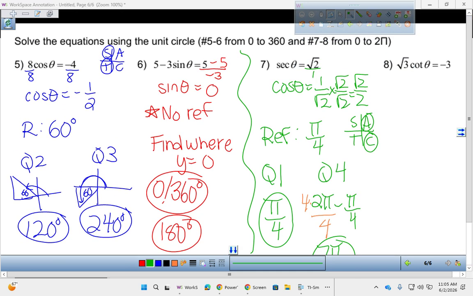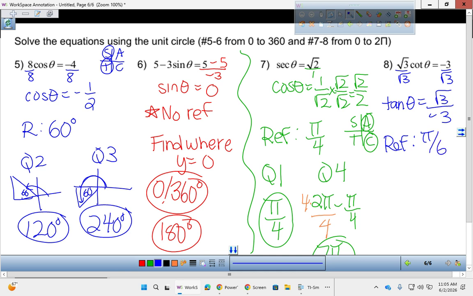All right, last one. I've got a cotangent. So I'm going to divide this out, but I need to change it to tangent. So I'm going to flip that. Nowhere on my unit circle do I have a negative root 3 over 3. So that's why I have to use a reference angle. What angle has a tangent of root 3 over 3? 30 degrees, which is pi over 6, if we're answering this in radians.